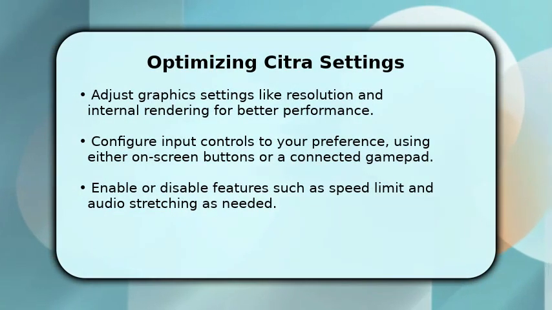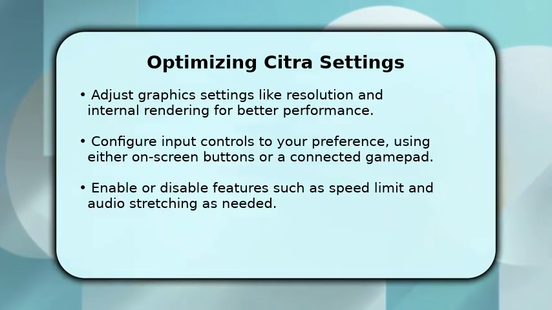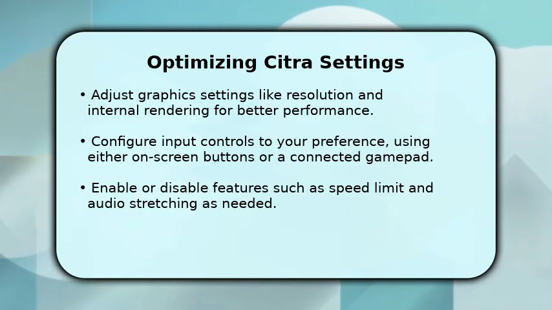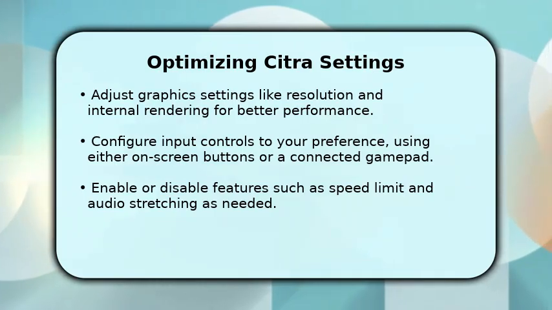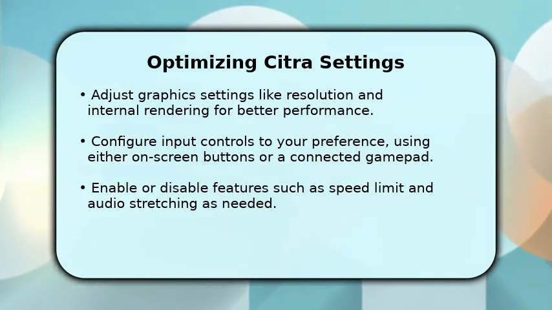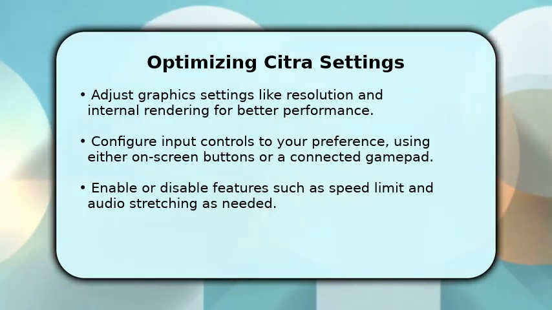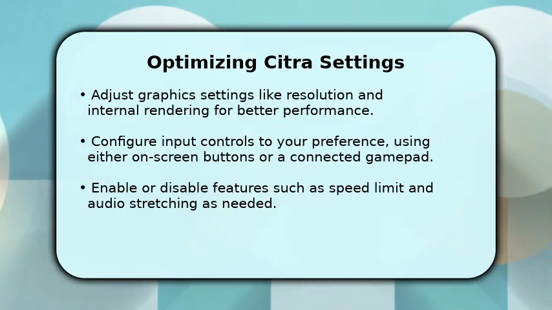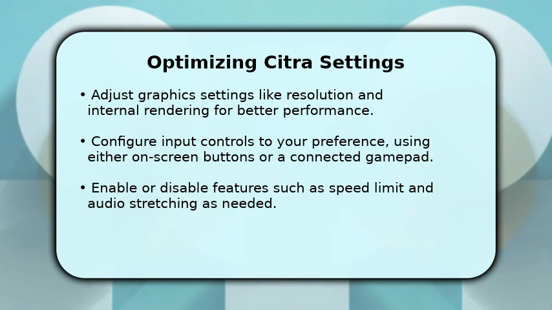Once Citra is installed, let's optimize its settings for the best gameplay. You can adjust graphics options, like the internal resolution, to find a balance between visual quality and performance. Next, customize your input controls. Whether you prefer on-screen buttons or a connected gamepad, make it comfortable for you. Don't forget to experiment with features such as the speed limit and audio stretching. Fine-tuning these settings will significantly enhance your journey through the vibrant world of Pokémon Sun and Moon.